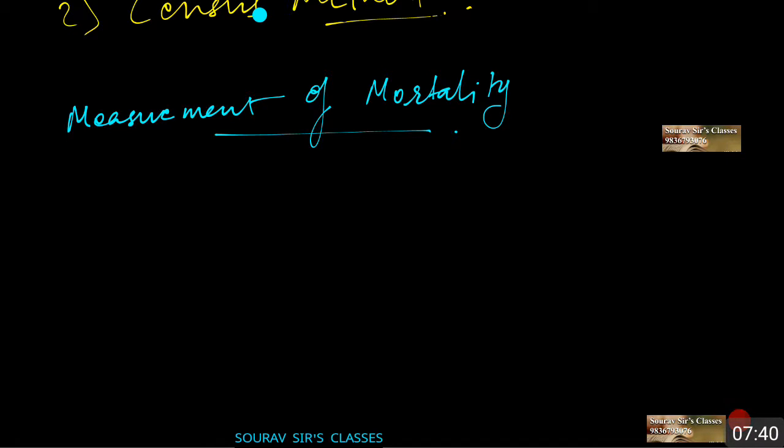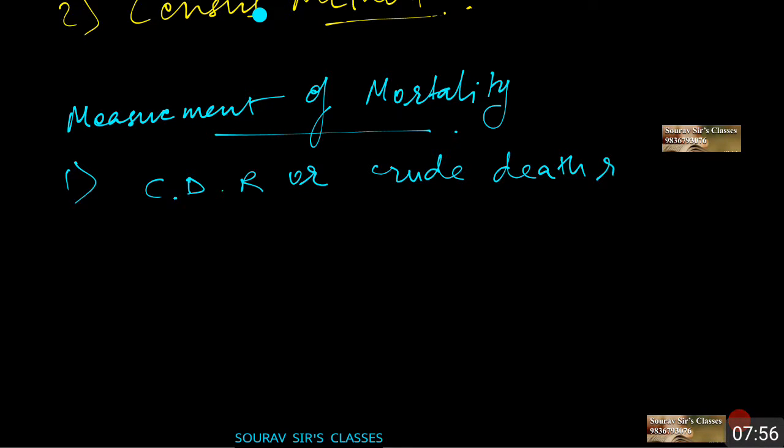Now we will learn about the measurement of mortality. Number 1 is CDR or crude death rate. This is the simplest of all the indices of mortality and is defined as the number of deaths per K persons in the population of any given region or community during a given period.